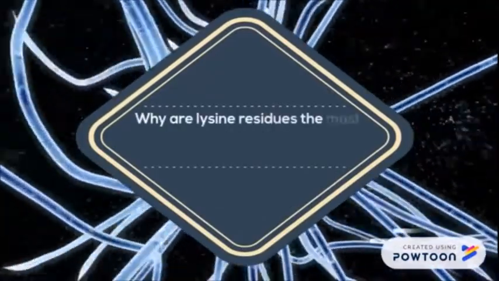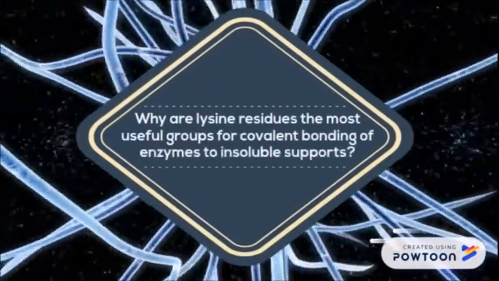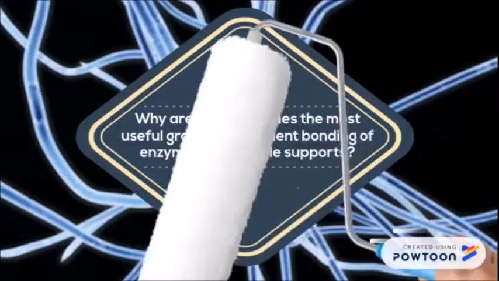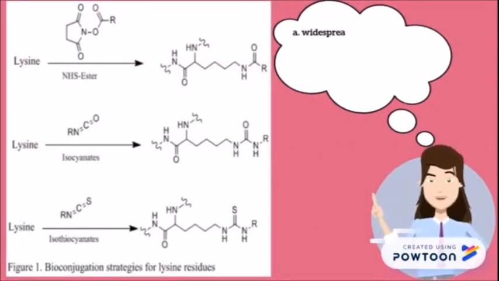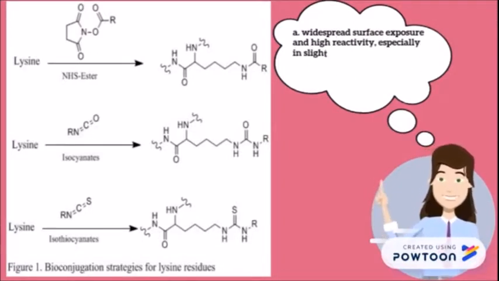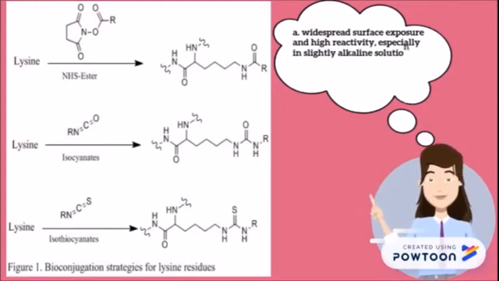Why are lysine residues the most useful groups for covalent bonding of enzymes to insoluble supports? First, due to the widespread surface exposure and high reactivity, especially in slightly alkaline solutions. Second is their rare involvement in the active sites of enzymes.